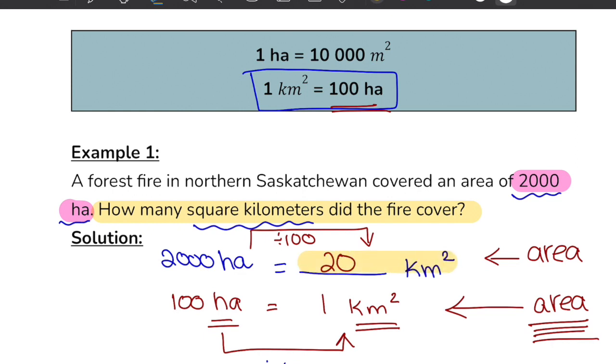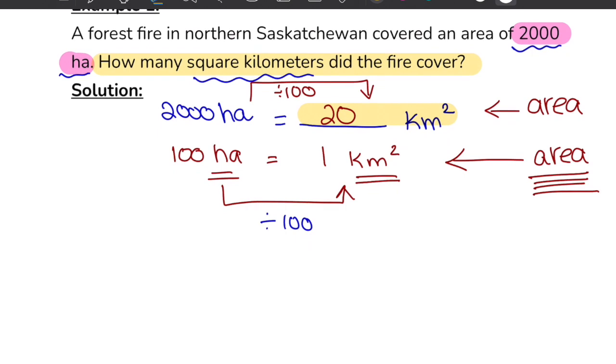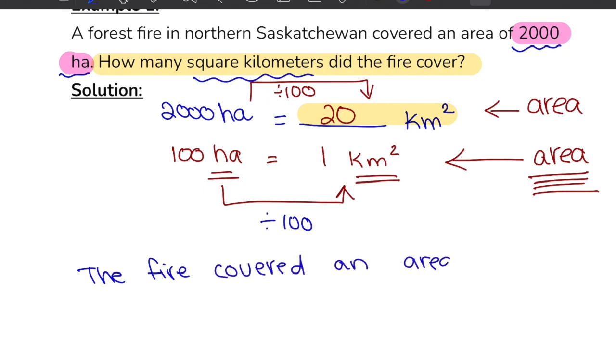So I'm just going to summarize it into a sentence. I will say, the fire covered an area of 20 kilometers squared. All done. Now let's look at another example.